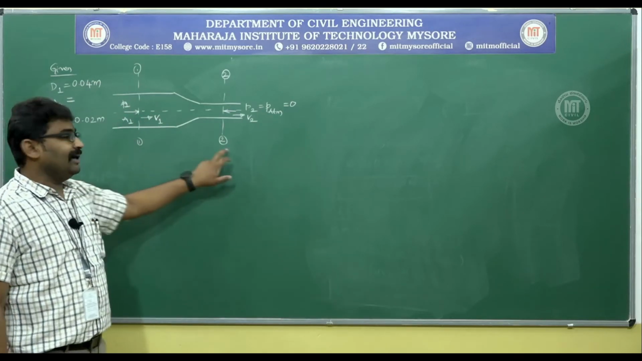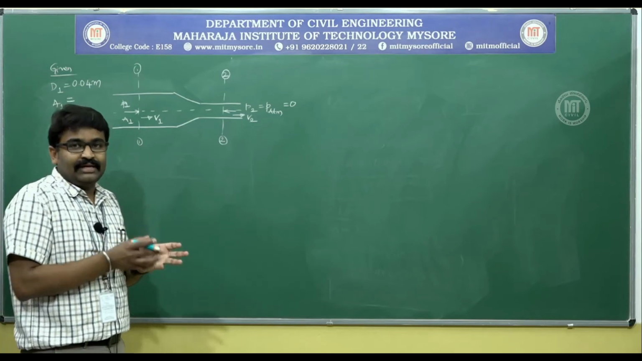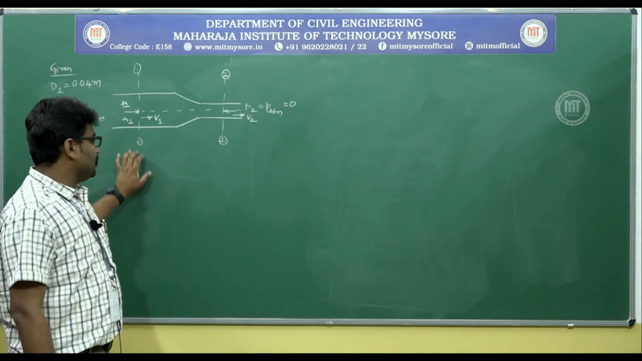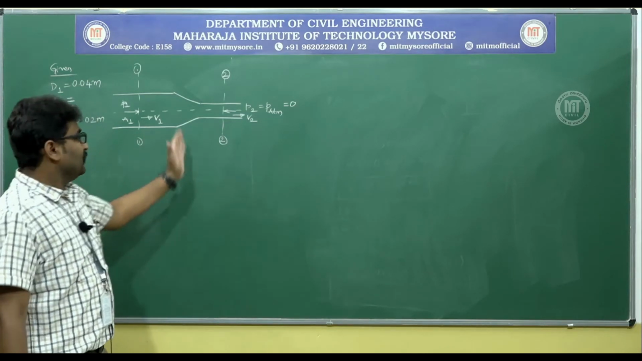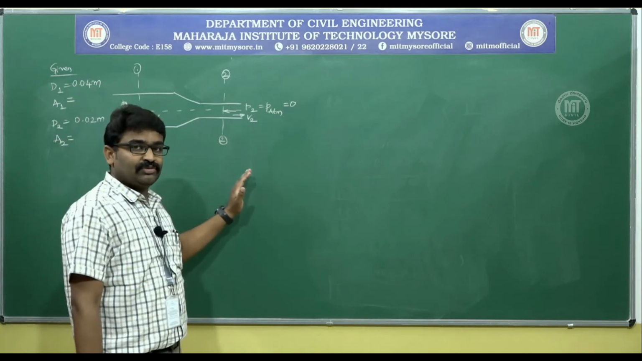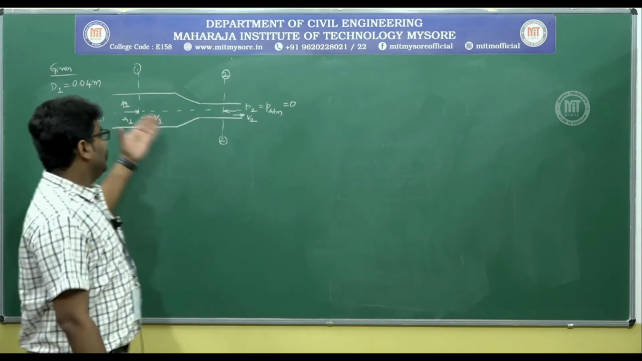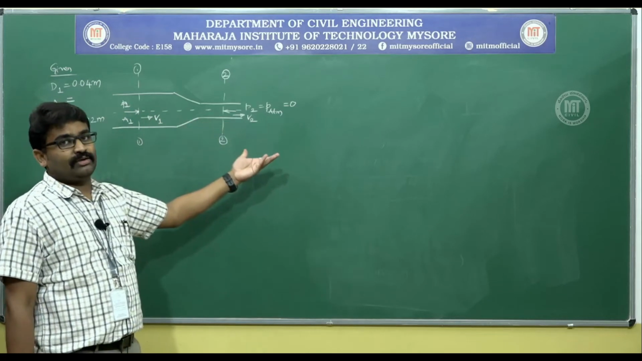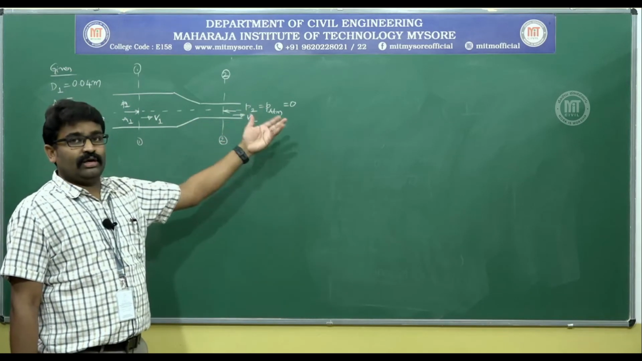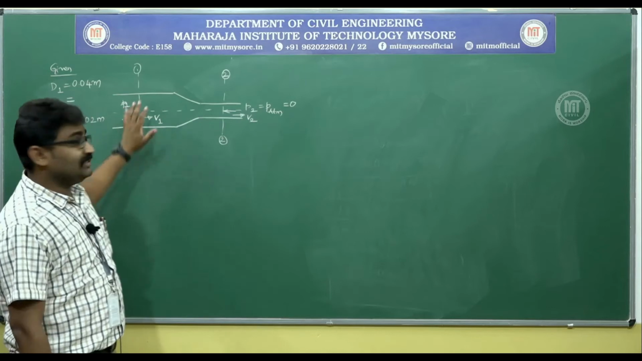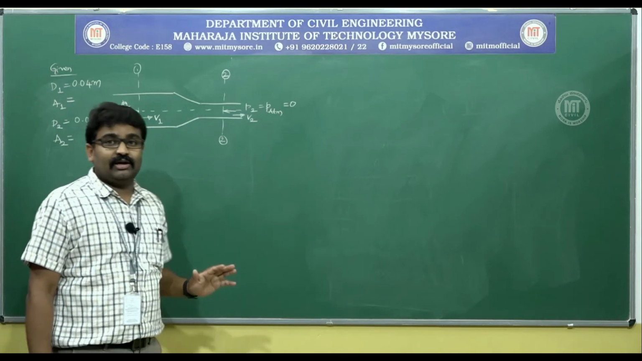At section 1 and section 2, the total energy must be the same. That means P1 by rho g plus V1 square by 2g plus Z1 must be equal to P2 by rho g plus V2 square by 2g plus Z2. It is visible that Z1 and Z2 are equal. P2 is known and is equal to 0. P1 is unknown.